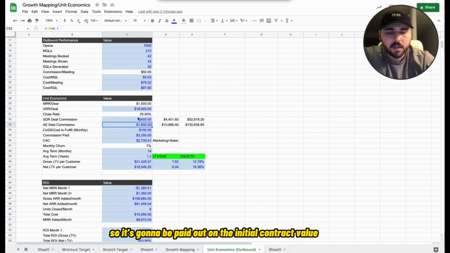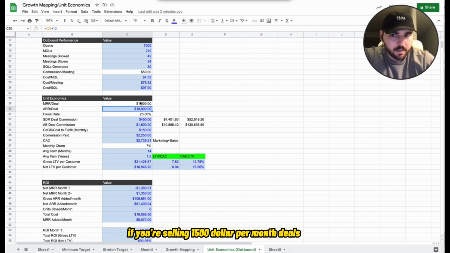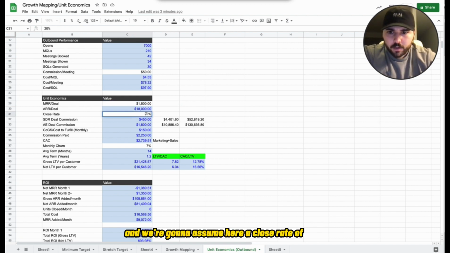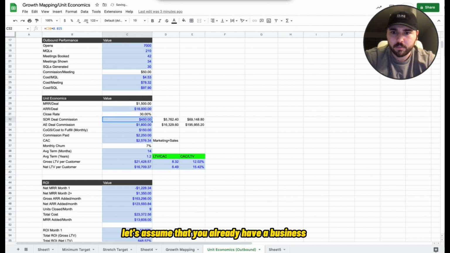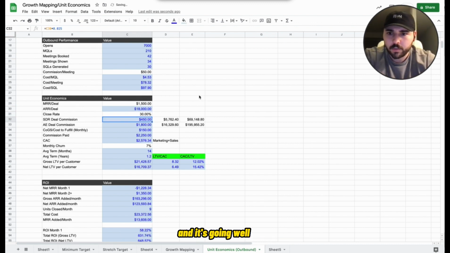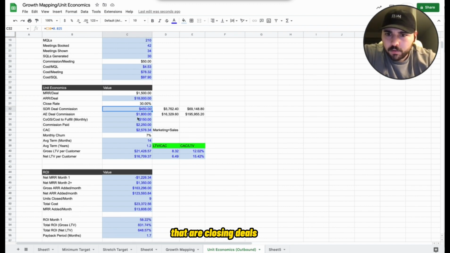Okay. And then that is how the commission is going to be paid out as well. So it's going to be paid out on the initial contract value. That 12-month deal value, which is $18,000 if you're selling $1,500 per month deals. And we're going to assume here a close rate of, let's assume 30%. Let's assume that you already have a business and it's going well and you are good at sales. And that you have an SDR that's setting deals and an account executive that's closing deals.